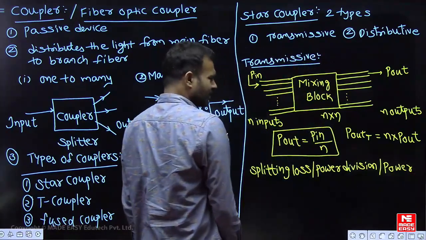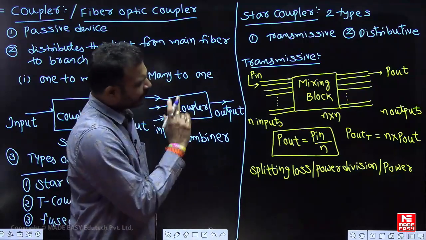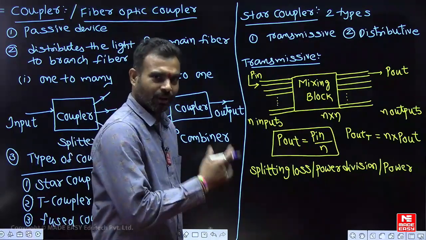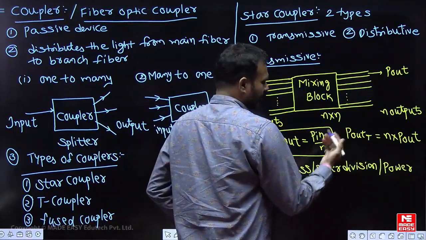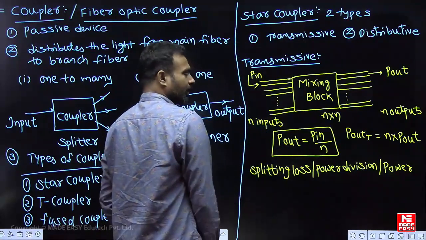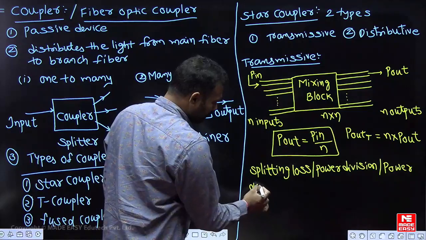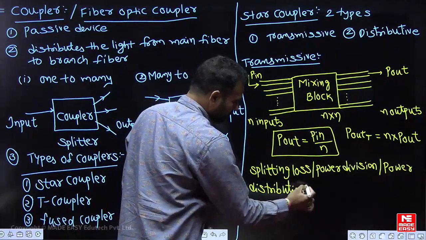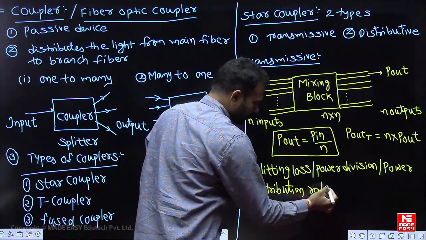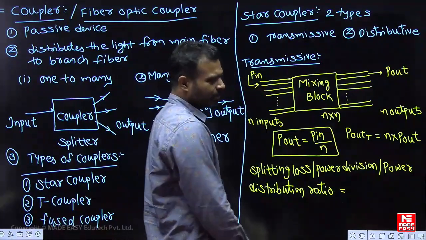The problem with these is we need to remember all the names. We have to remember all the names: splitting loss, power division, and power distribution ratio also. All are the same, the formula is the same, but the names are different. So students, see the formula, very simple.